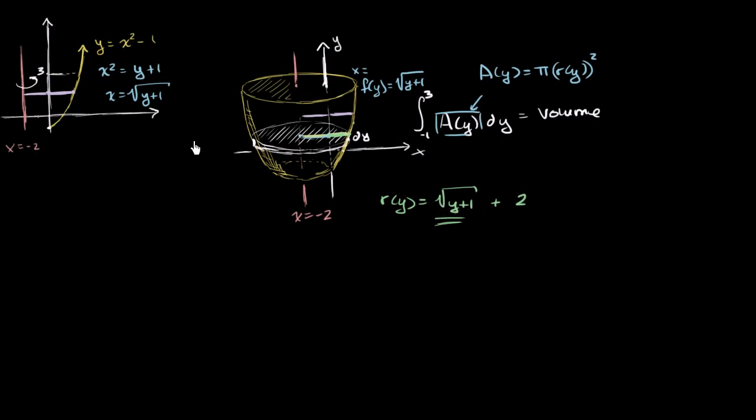So substituting back into this, we can now write our definite integral for our volume. The volume is going to be equal to the definite integral from -1 to 3 of pi times our radius squared dy. We've done this multiple times. So it's going to be pi times the square root of y plus 1, plus 2, squared, that's our radius squared, times dy. So we've set up the definite integral, and now we just have to evaluate this thing. I'll save that for the next video, and I encourage you to try this out on your own.